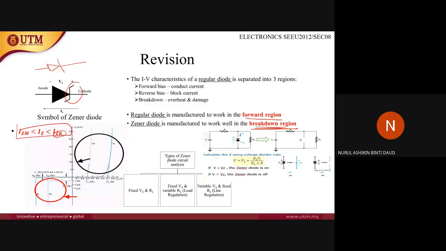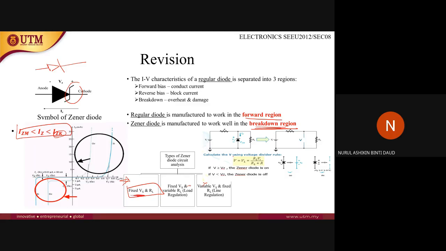Okay, and then there are three types of Zener analysis for your diode: fixed VS and fixed RL, fixed VS and variable RL, and variable VS and fixed RL. For your test, only this one will come out: fixed VS and fixed RL. The others will not come up for your test. We're going to focus only on this part, so for your revision, please only focus on this part.